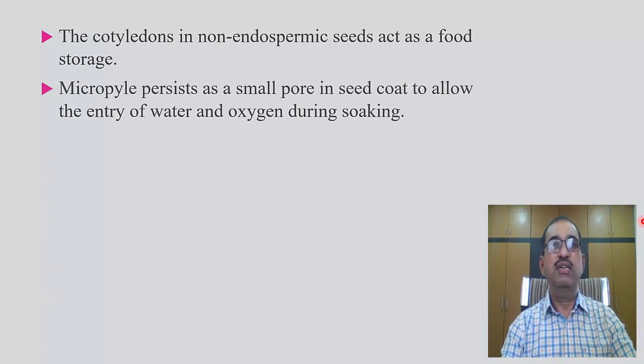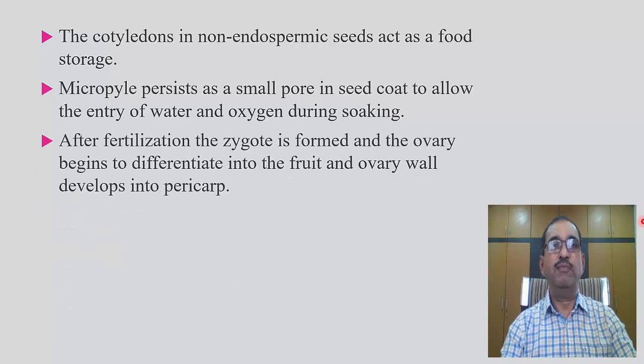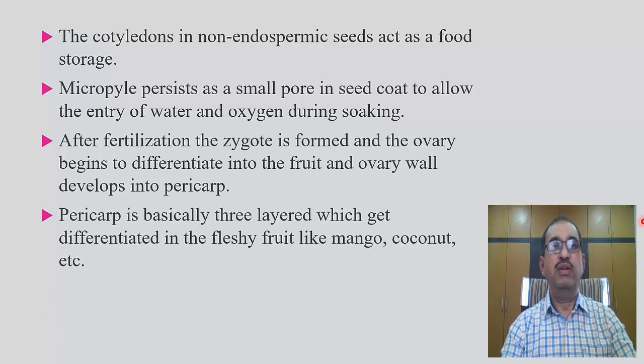Micropyle persists as a small pore in the seed coat to allow the entry of water and oxygen during soaking. After fertilization, the zygote is formed and the ovary begins to differentiate into fruit, and the ovary wall develops into pericarp. Pericarp is basically three-layered, which gets differentiated into fleshy fruit like mango, coconut, etc.